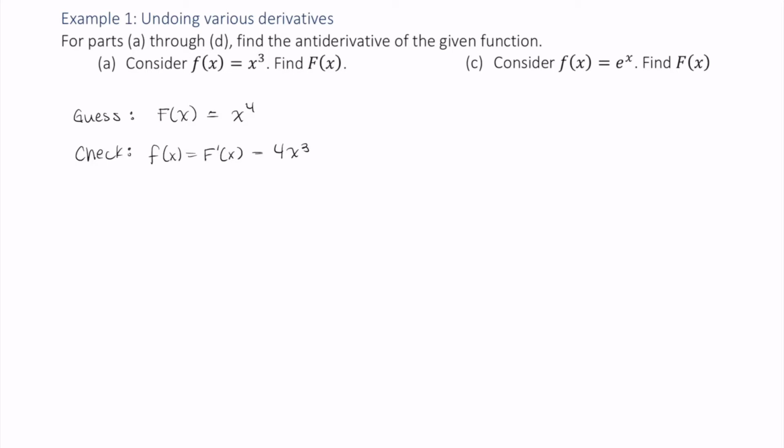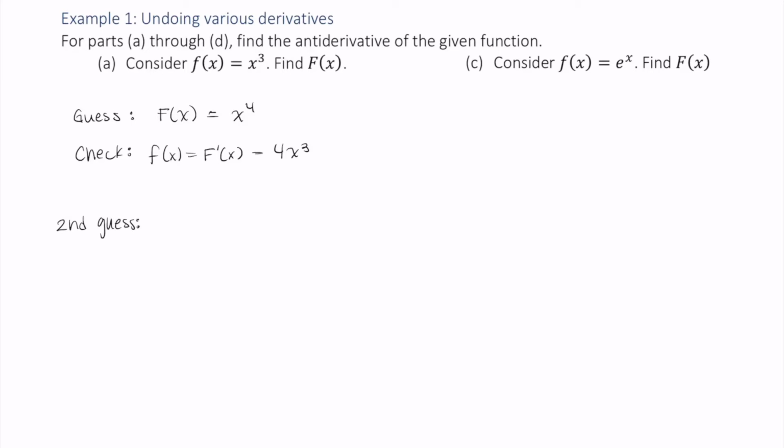Well, how can I undo multiplication by 4? Because this is just multiplying x cubed by the number 4. How can I undo multiplication by 4? Well, that's by multiplying. Say, if I have 4 and I multiply by its reciprocal, I'll get 1, and I just undid multiplication by 4. So let's try again. Let's do our second guess.